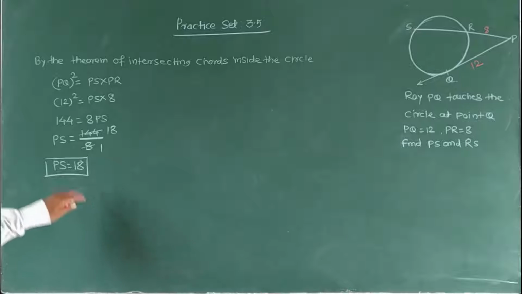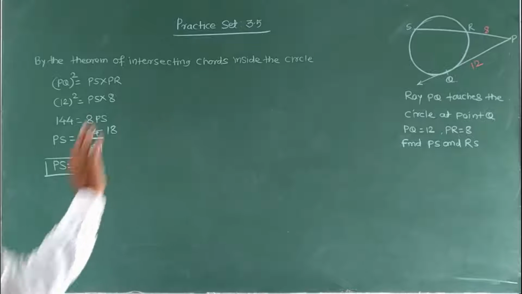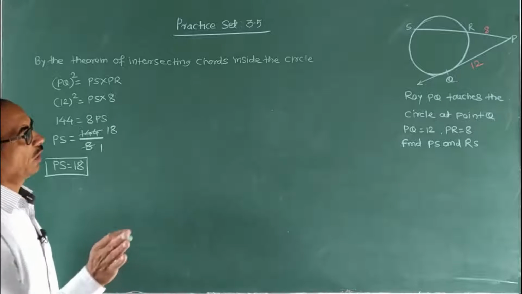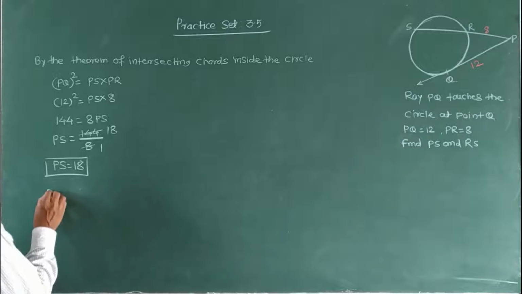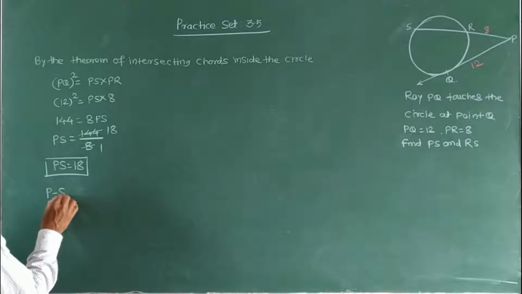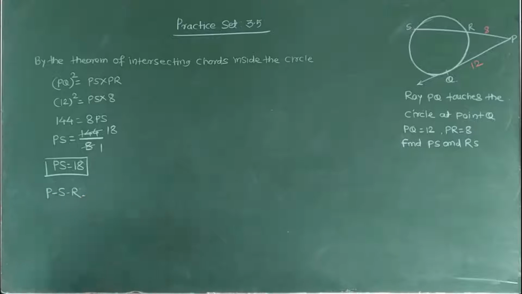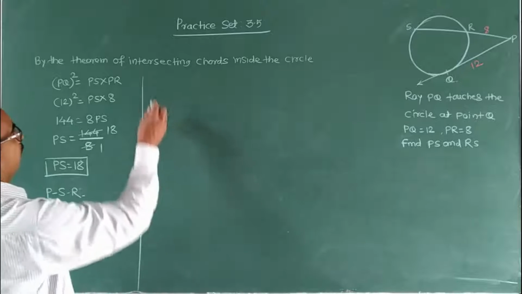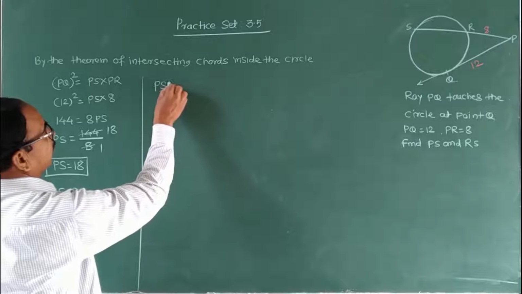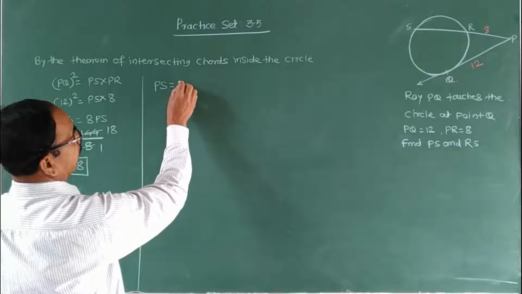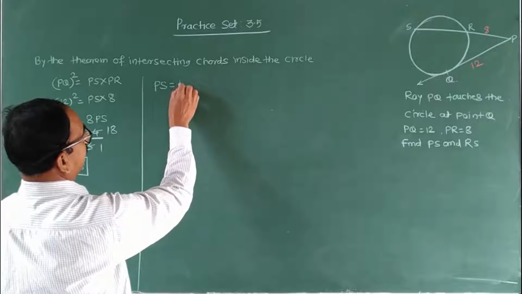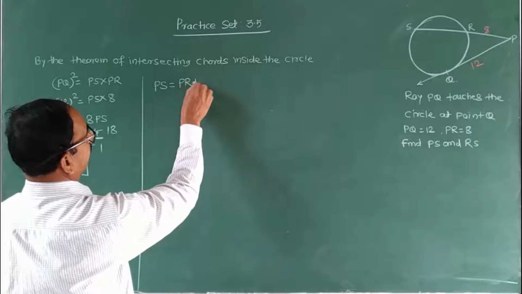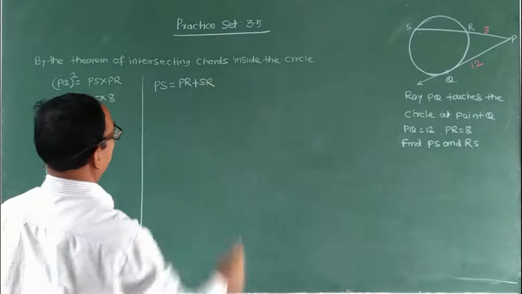We have PS equal to 18. Then P, R and S, these are the 3 points which are collinear. So here we can write P, S and R are collinear points. So PS can be written as PS equal to PR plus SR.